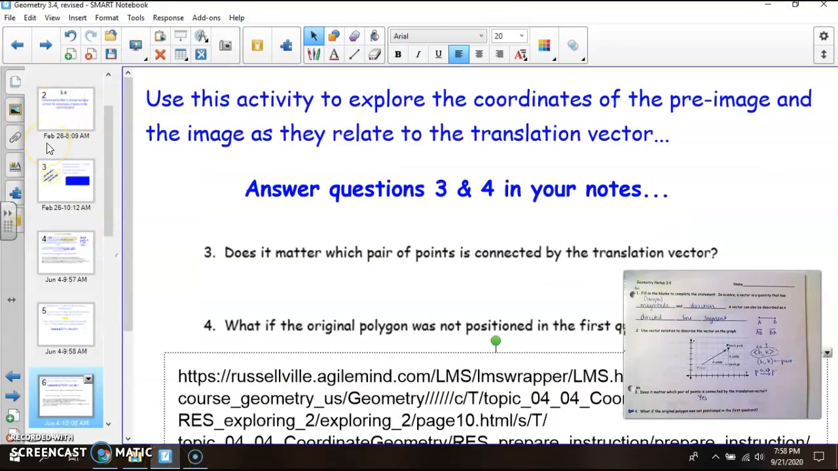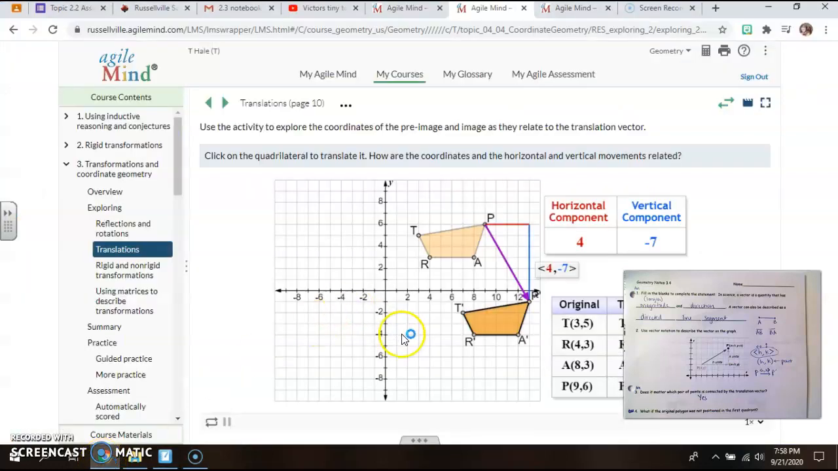All right, number 4 says, what if the original polygon was not positioned in the first quadrant like it was in our animation? So what it's saying is, what if this original quadrilateral had been in the second quadrant or third quadrant or fourth quadrant? It still doesn't matter. You're still going to see which direction you're going to your final image.